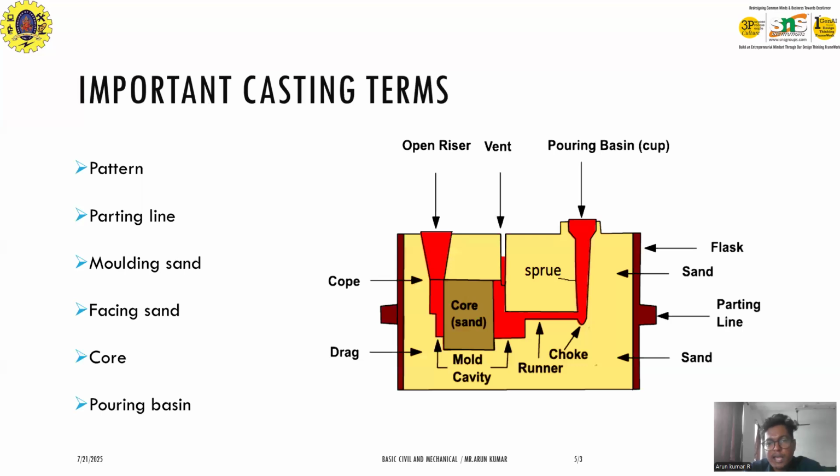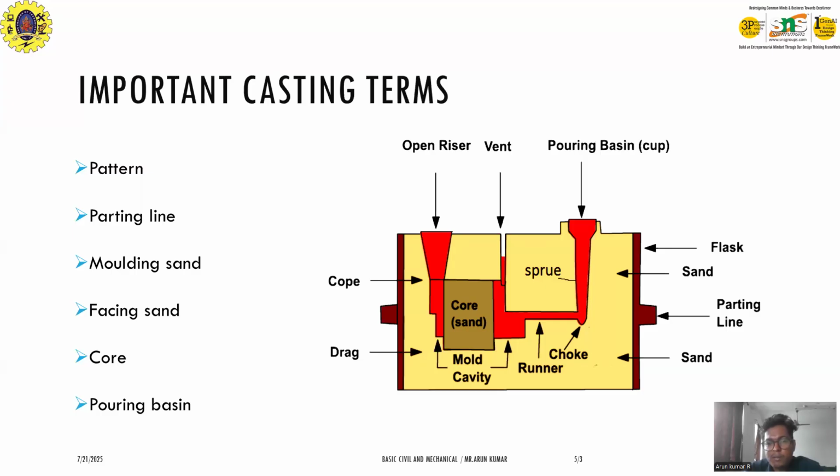So here there is an open riser and a pouring basin, okay, and a vent. What is the purpose of the open riser and the pouring basin? The molten metal can be filled through the pouring basin. Once the open riser is seen filled in the casting mold, we stop pouring the material into the pouring holes.